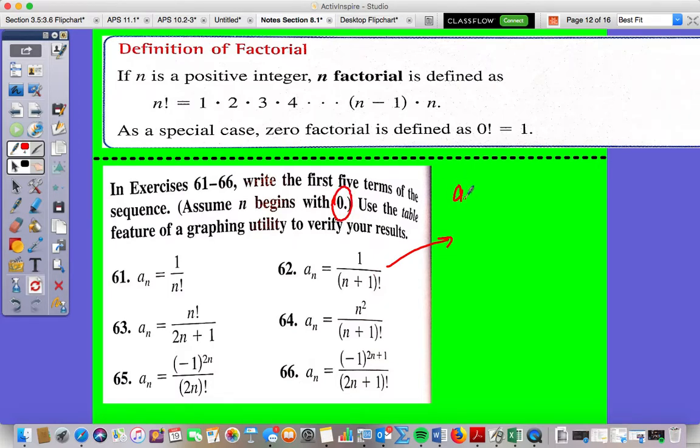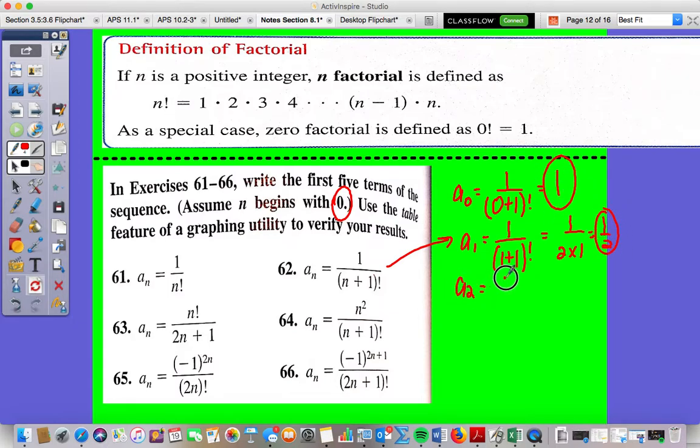So that would be a sub 0 equals 1 over 0 plus 1 factorial. So again, 1 factorial is 1, 1 over 1 is 1. Second term, put 1 in. We're just going to go in order. I know it's weird because it's 1, but we'll go in order. 1 over 1 plus 1 factorial. 2 factorial would be 2 times 1, so that's 1 over 2, which is 1/2.